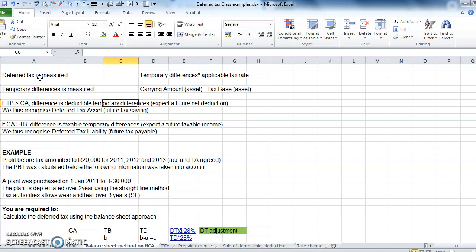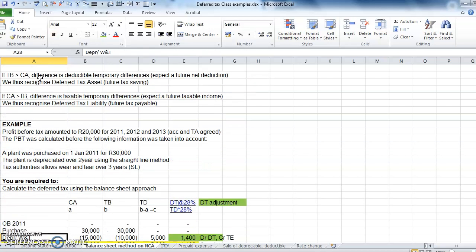So, if our tax base is more than our carrying amount, the difference is a deductible temporary difference, right? So we expect a future net deduction, and we thus recognize a deferred tax asset or a future tax saving. If our carrying amount is more than our tax base, the difference is a taxable temporary difference, so we expect a future taxable income, and we thus recognize a deferred tax liability because we will then expect a future tax payable.